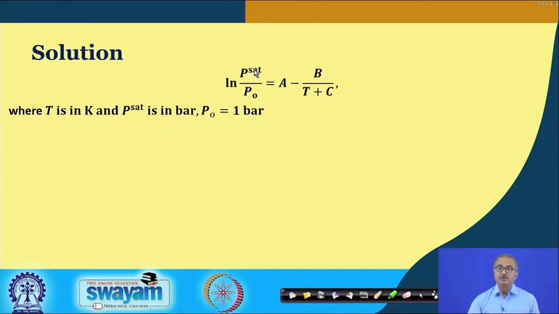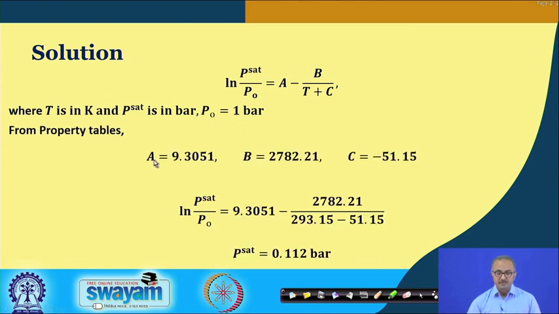So, we have been asked to use the Antoine equation, and in the lecture we saw the form of the Antoine equation. So, this is the form of the Antoine equation, and here what we have to do is find out the values of A, B, C corresponding to the given liquid from the literature. Here it has been mentioned that T should be in Kelvin and P sat will be in bar, and this P0 is some reference pressure, and that is 1 bar.